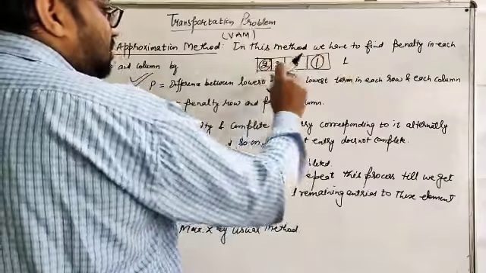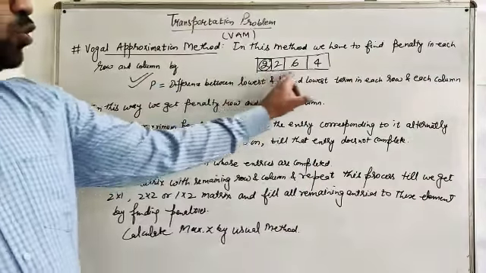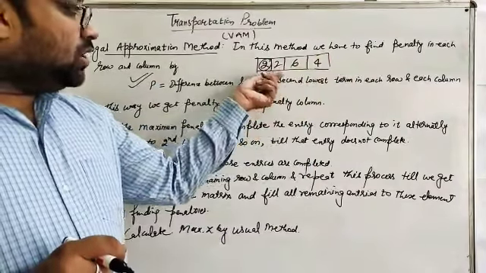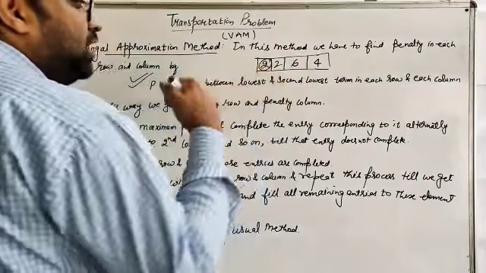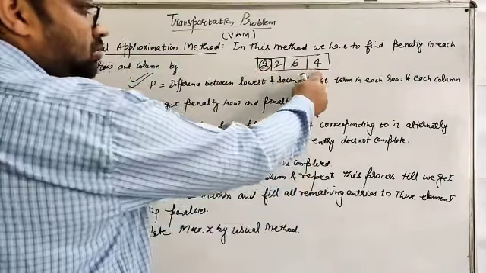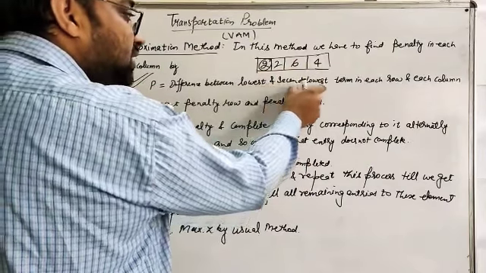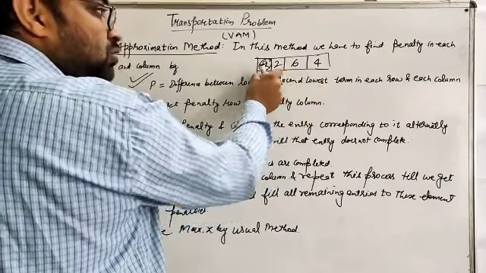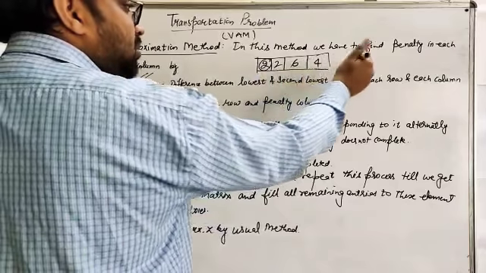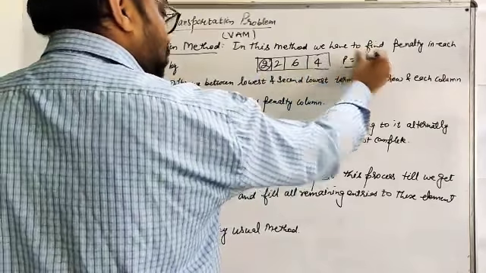And suppose there are 2, 2, 6, 4. Now the lowest element is 2 and the second lowest is 4. That is, we have to find the difference between the lowest and second lowest term. So the lowest term is 2 and the second lowest term is 4, then the penalty is equal to 2.